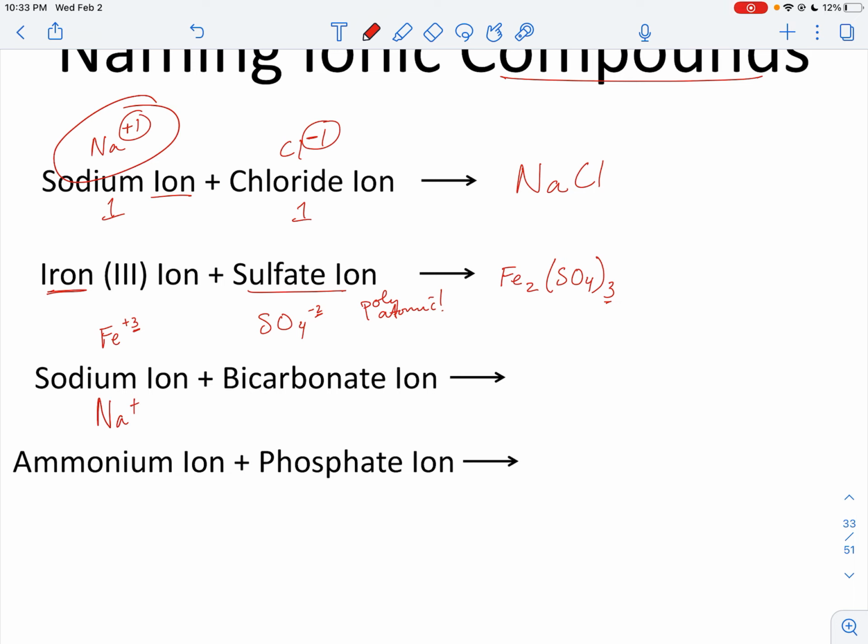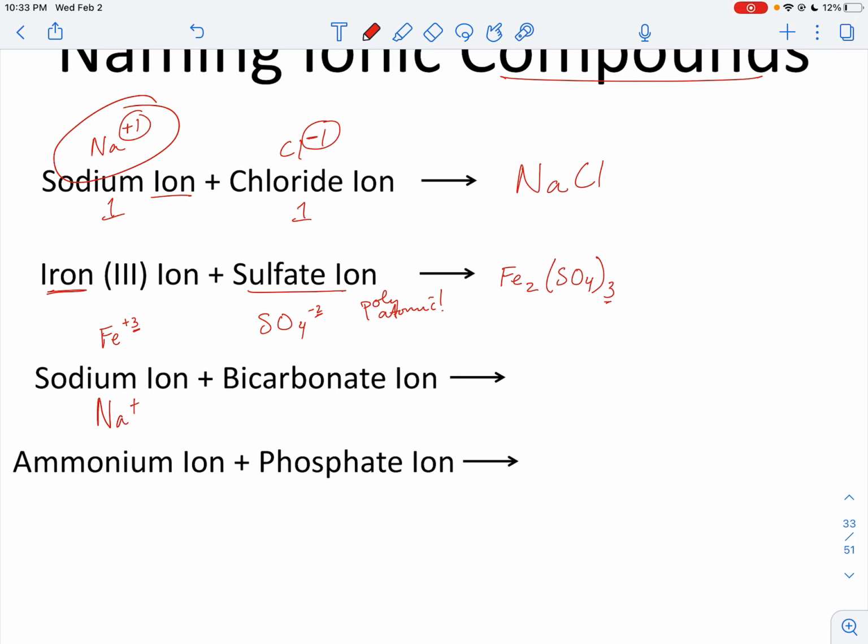So Na, do I need parentheses? Since this is a polyatomic, do I need parentheses? The answer is no, because I don't have an extra subscript that I need to write, like a 2 or 3. I just have 1 bicarbonate. So just by writing bicarbonate, I don't need to add parentheses because I don't need 2 bicarbonates or 3 bicarbonates. I don't need more than 1 polyatomic. So NaHCO3, that is sodium bicarbonate.